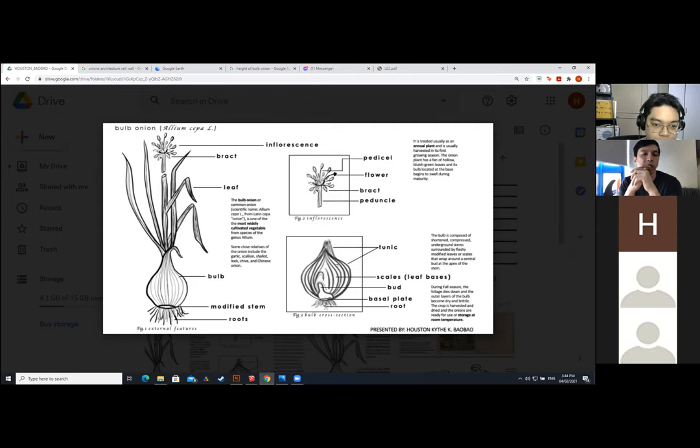The third figure is the onion itself, the section of an onion. The outer layer is the tunic. Next is the scale, then buds. The buds are the whitish part inside. And then the basal plate and the root.